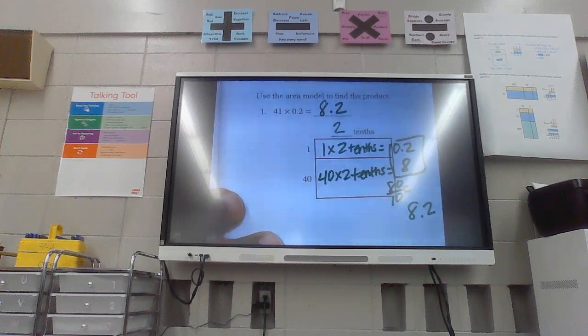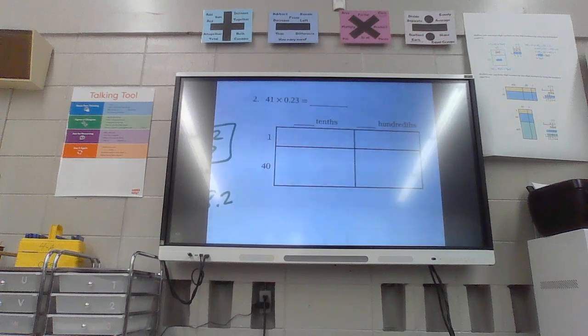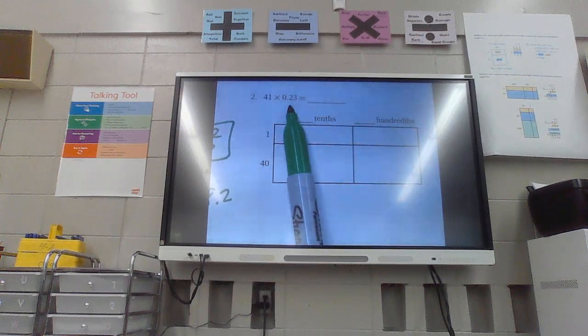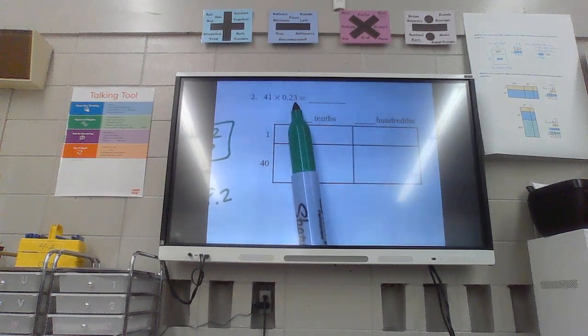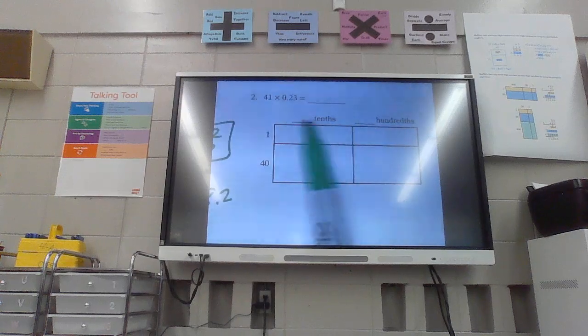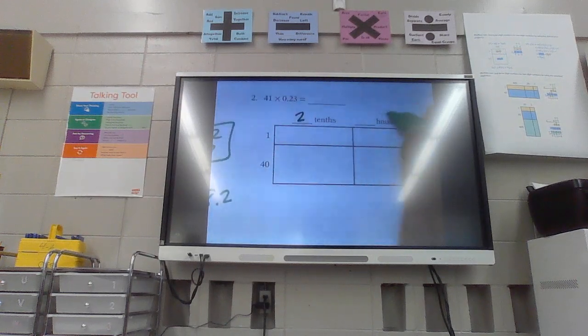We're going to do another practice. So let's look at number 2 based off of what we just did on number 1. So once again, we have 41, but this time it's multiplied by what? 23 hundredths, right? So what am I putting in these 2 boxes, these 2 lines over here? 2 tenths and 3 hundredths.